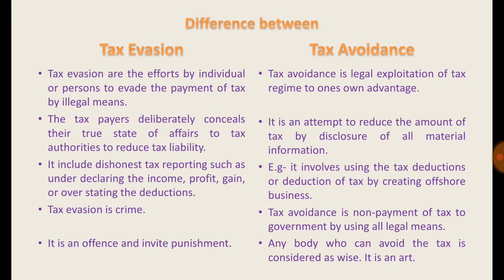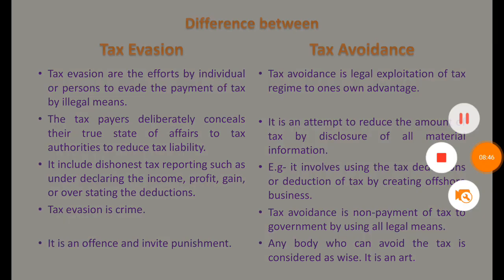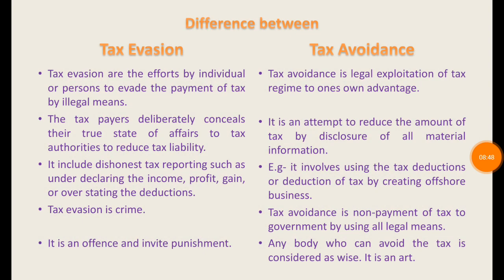Then next, tax evasion includes dishonest tax reporting, which includes dishonest reporting of income which is not the true income, dishonest profit and gains, etc., or claiming deductions to which he is not entitled. So this is tax evasion.